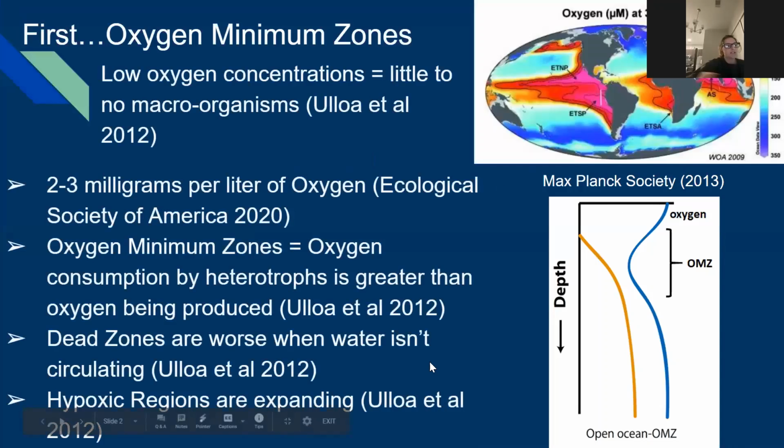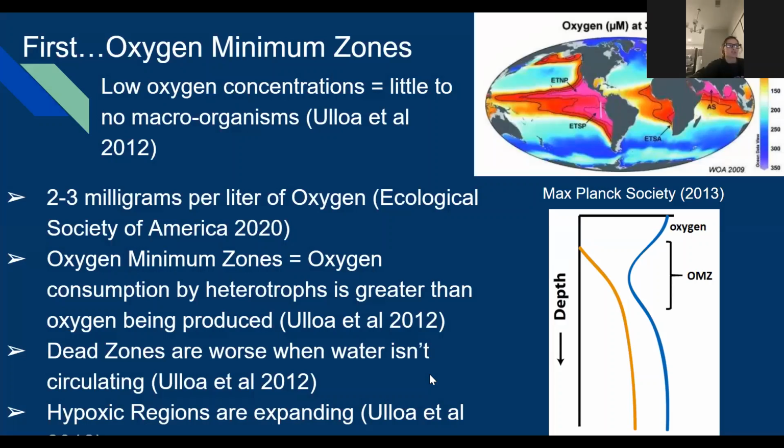So, hypoxic or oxygen minimum zones refer to the conditions in water that have oxygen concentrations so low that little to no macroorganisms can live there. Scientifically, hypoxic regions have an oxygen concentration less than 2 to 3 milligrams per liter. The map shows oxygen concentrations around the world.